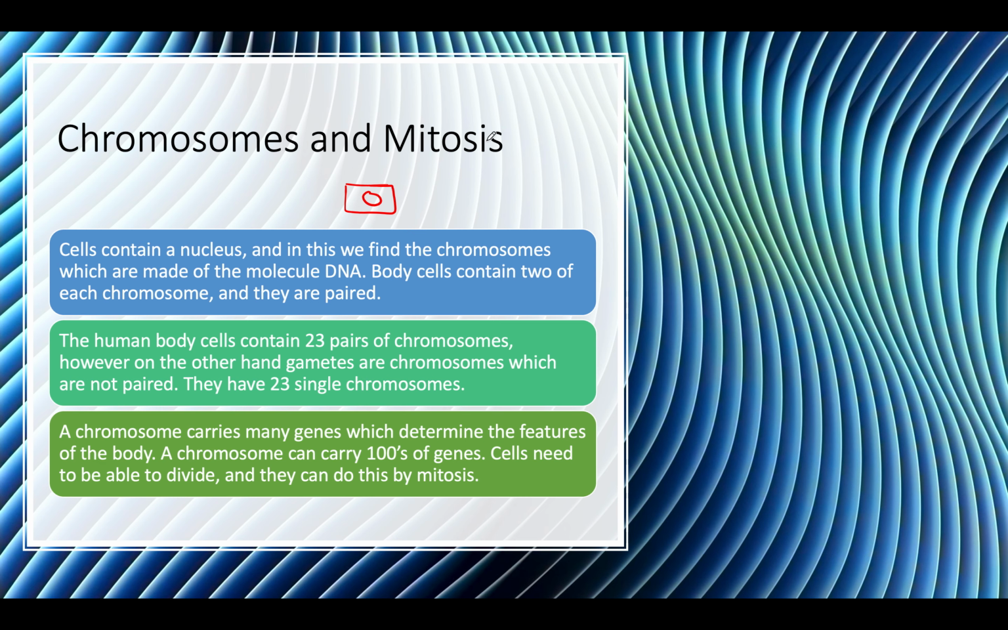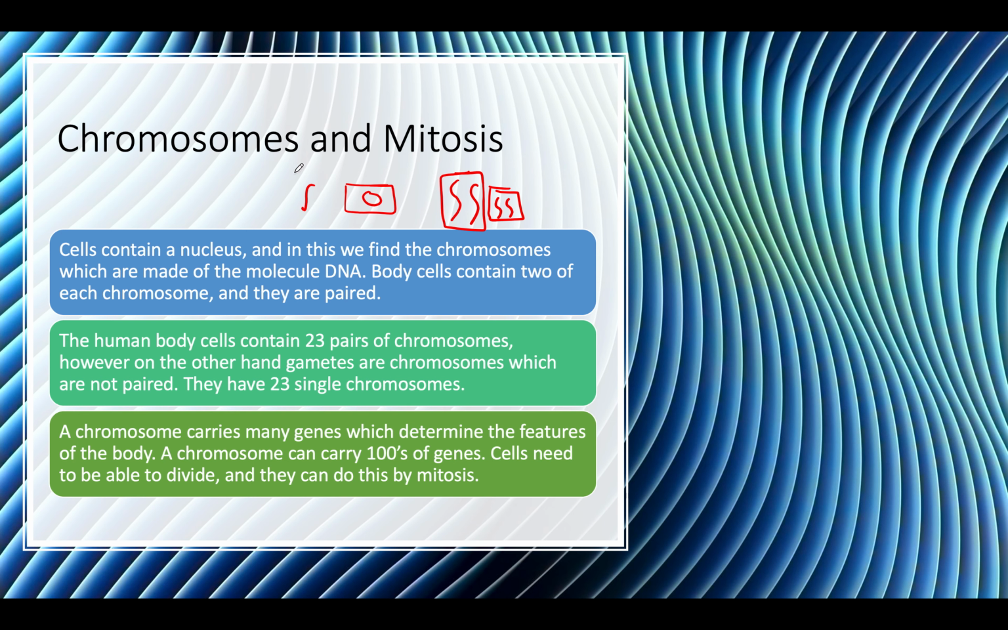So in the nucleus the chromosomes look a bit like this. So we have pairs, so two of the same chromosomes, and we might have two different chromosomes. So this is a pair of chromosomes and this is another pair of chromosomes. The human body cells contain 23 pairs of chromosomes. So we have 23 pairs just like this. However, on the other hand, gametes have chromosomes which are not paired. So they're single chromosomes like that.